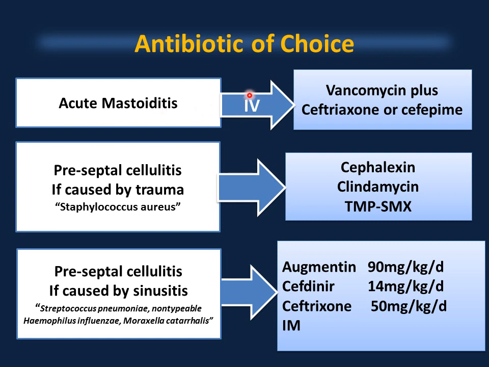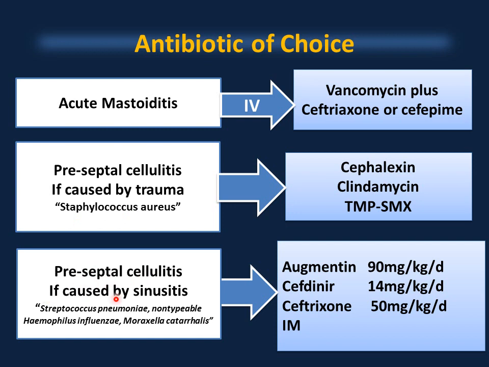The antibiotic will be IV, it is not appropriate to treat acute mastoiditis as outpatient, and you will give vancomycin plus ceftriaxone or cefepime. The next one is preseptal cellulitis. If it's caused by trauma, the most likely bacteria will be Staph aureus. In mild cases, you can treat as outpatient with cephalosporins, clindamycin, or Bactrim, trimethoprim sulfamethoxazole, to cover for Staph aureus.